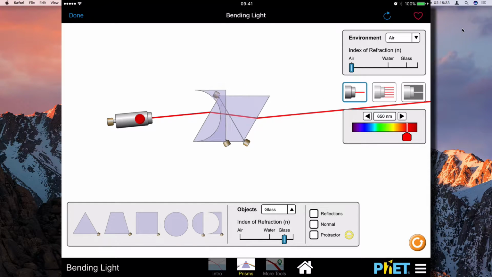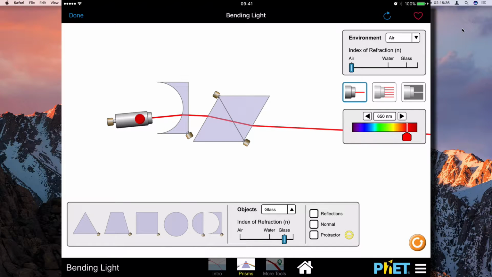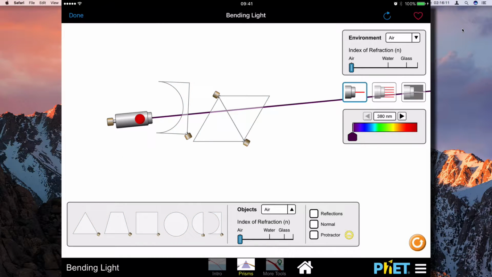Let's see that. You can do a lot with these. This is something that you might struggle to set up, and you can change the color of the light by just changing the wavelength, which is measured in nanometers. From the lowest wavelength to the highest, it goes from red to blue, and the object is glass. If you change it to water, this is what happens. Let's change it to air. If it's air, it's just going to go through like that. There are more tools here.